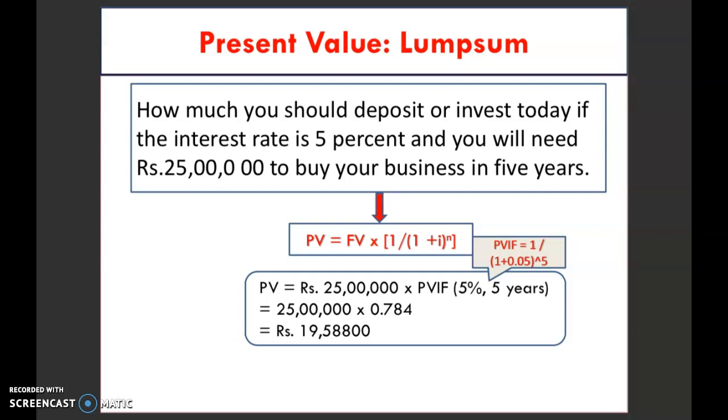So you need to find out the present value. So what's the formula? Present value is going to be equal to future value divided by 1 plus r raised to n. And since you want to find out the present value, you will look at the present value interest factor table, that is for 5% for 5 years. So here you get what is the amount you need to invest today, that is 19,58,800, so that you get an amount of rupees 25 lakhs at the end of 5 years at a rate of interest of 5%.